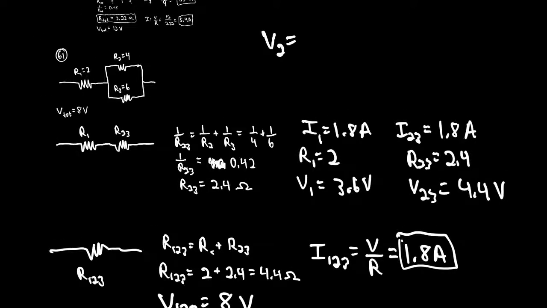Wait, what did you say you can multiply instead of subtract? To find the difference. I times R. I23 times R23 gives you V2. Yep. So V2 is 4.4. R2 is 4. So what's I2? What's 4.4 divided by 4? 1.1 amps.